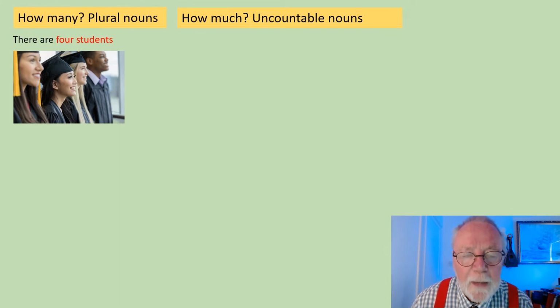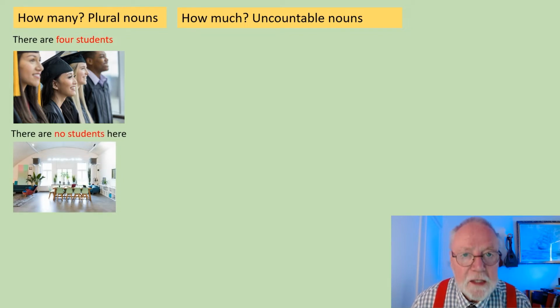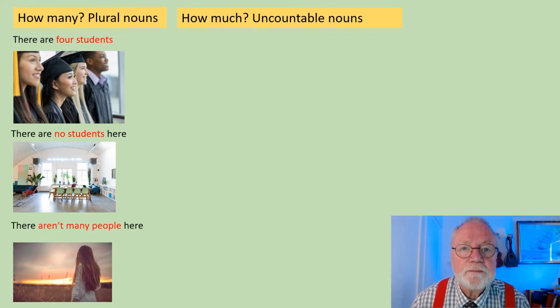The question, how many, is usually used with plural nouns. So I could say, how many students are there? And the answer would be, there are 4 students. So the response is with a number. We can also say, how many, and get a negative response. There are no students here. Another way of saying that would be, there aren't any students here.